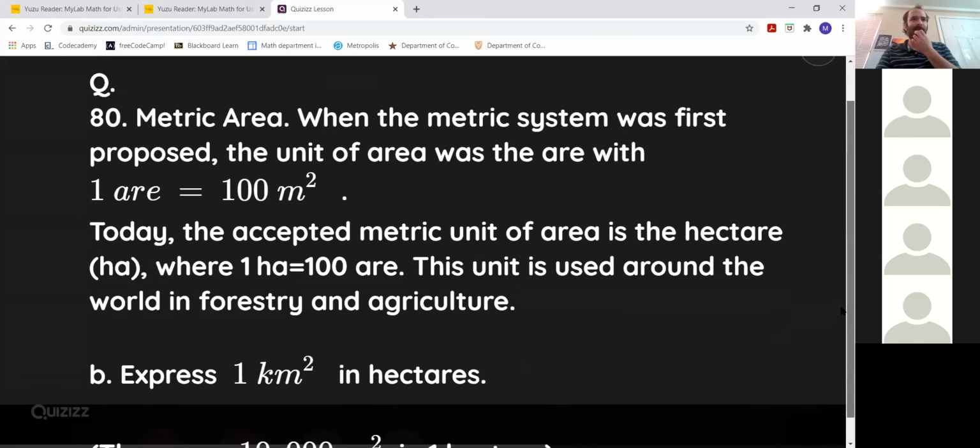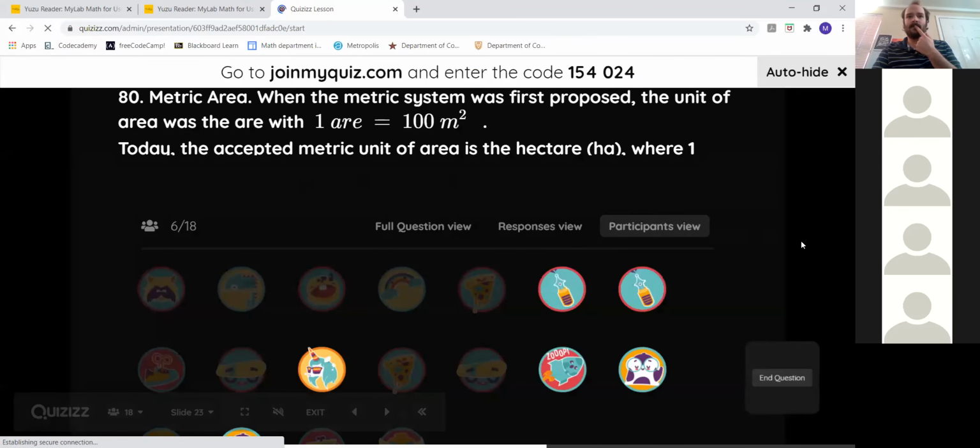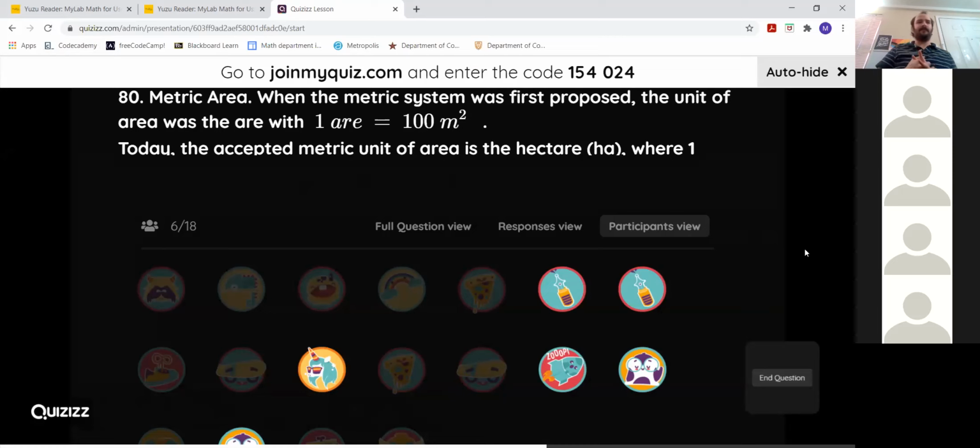Are y'all working on this? Is it loading, people? It lagged last time. Yeah, see, a few more people answered. Sometimes it lags. All right, I'll give you a few more seconds on this.